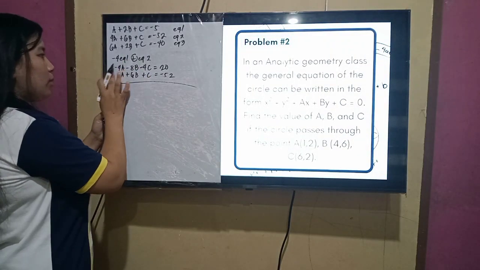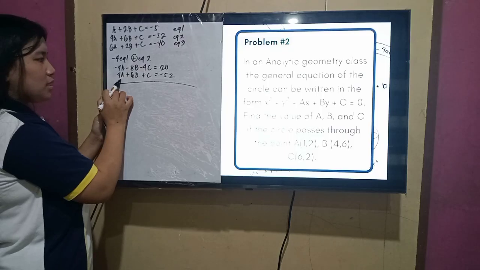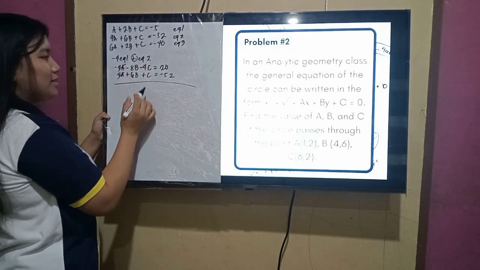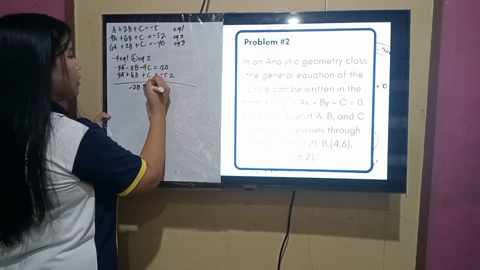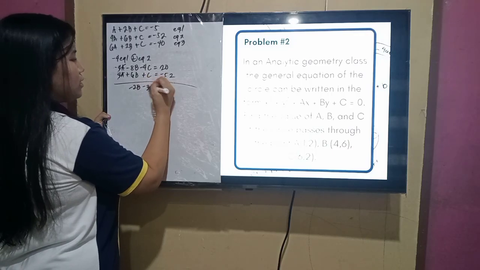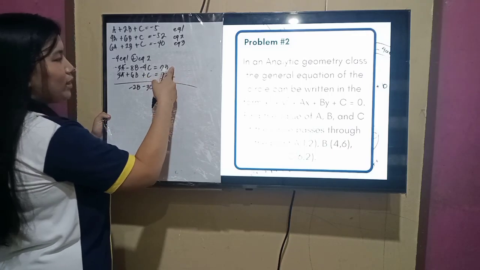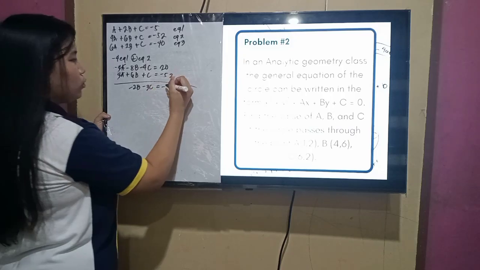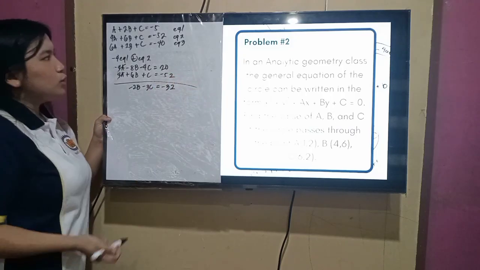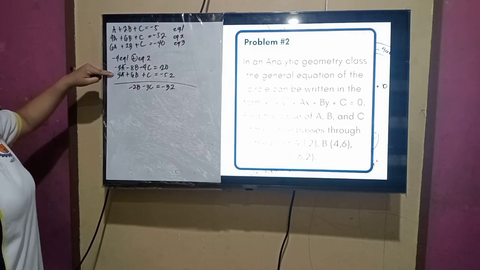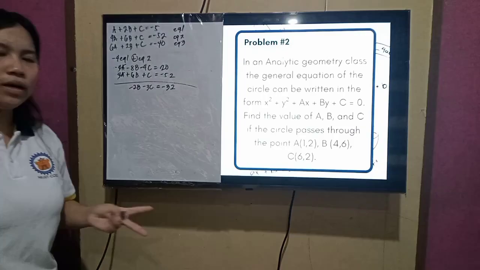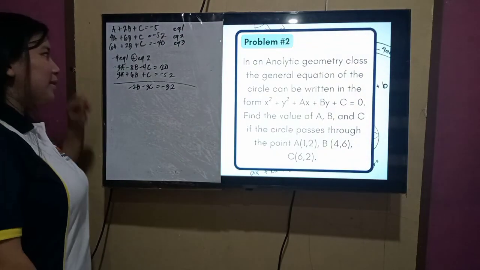So, ang mangyayari, negative 4a plus 4a, makakancel, magiging 0. And then ito naman, magiging negative 2b minus 3c is equals to 20 plus negative 52, that would be negative 32. So, for the next equation naman, since a ang kinancel natin dito, sa susunod natin na dalawang equation na ika-cancel natin, dapat A din yung ika-cancel natin.